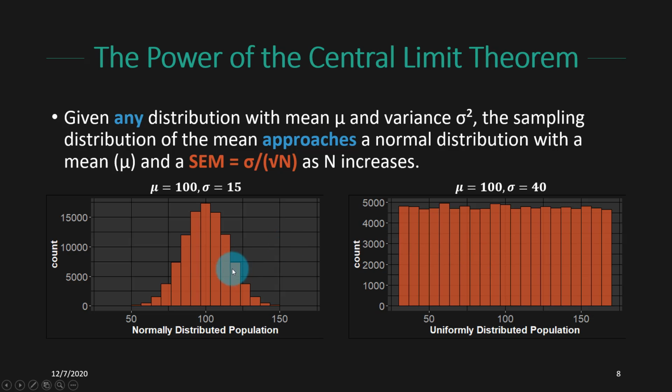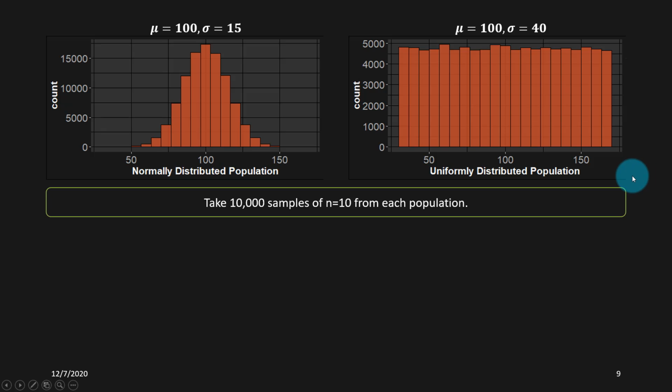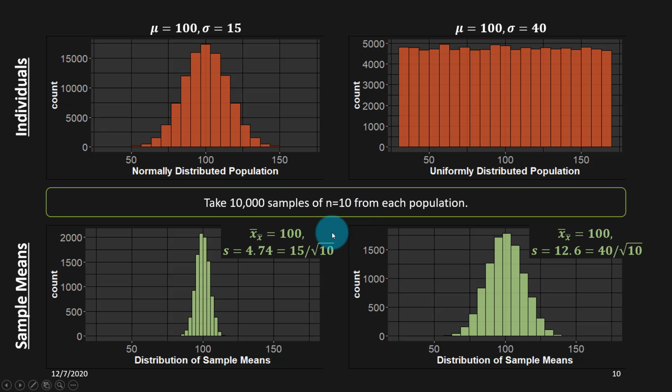So these are slightly different populations in terms of their minimum and maximum, but they're clearly very different in terms of how they're distributed. This one is normally distributed. This one is uniformly distributed. Now, let's take samples from each of these two very different looking populations. Using simulations, we're going to take 10,000 samples of size 10 from each of the two populations. If we do that, here's our 10,000 sample means plotted for the normal distribution. Here's our 10,000 sample means plotted for the uniform distribution.